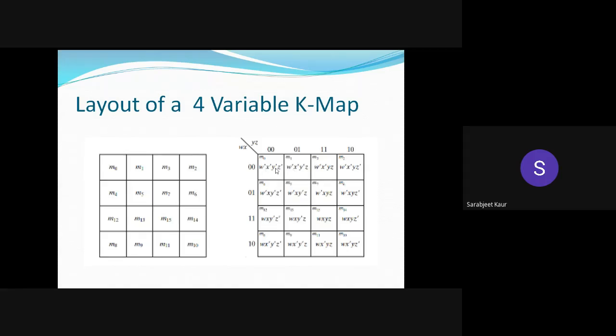So this will be 0, equivalent to the decimal 0. Then 1, which is One. 2, Two. 3, Three. Then 4, Four. 5, Five. 6, and 7. So this is, as you can see, exactly like the three variable Karnaugh map.